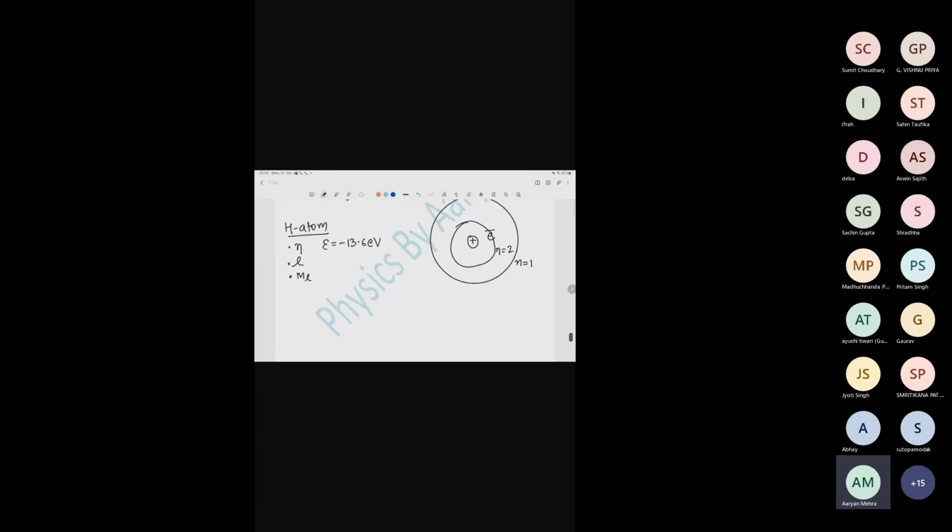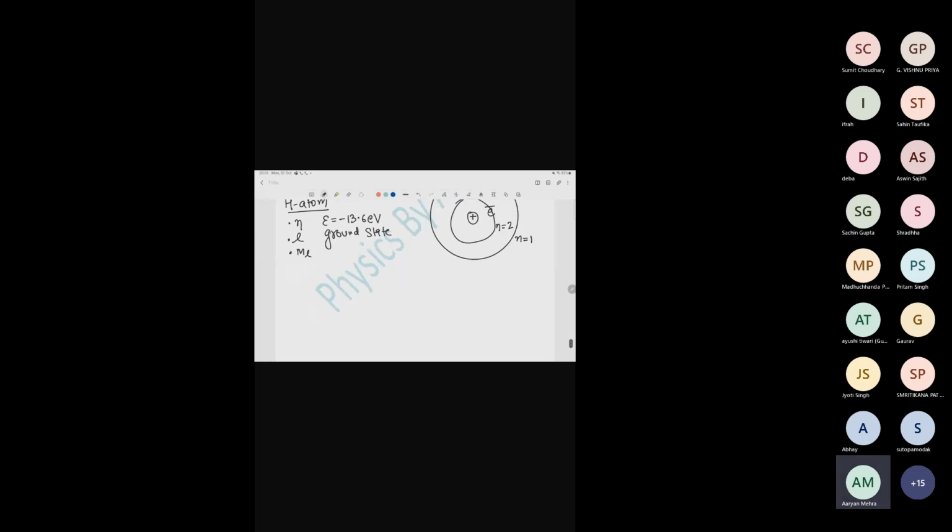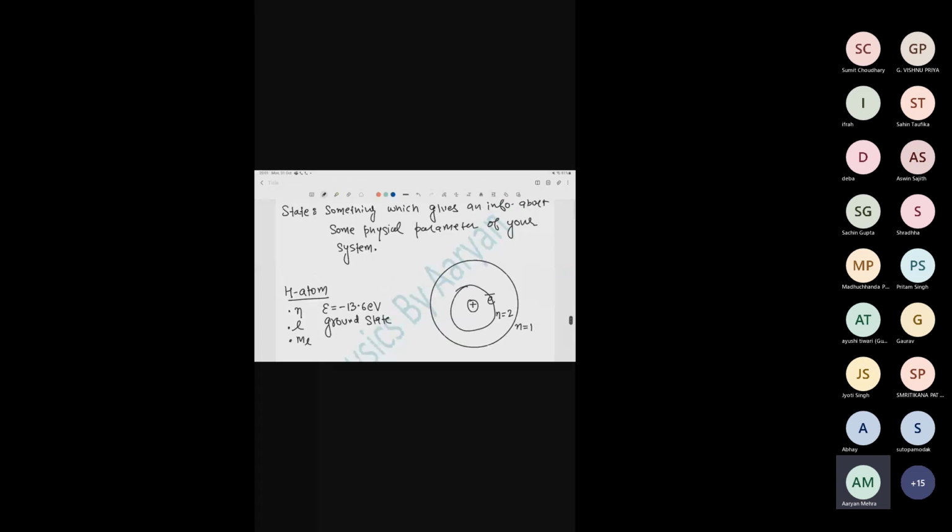Now ground state itself does not have any meaning. You give it a meaning in terms of some physical parameter. Read the definition again: state is something which gives you information about some physical parameter. What is the physical parameter here? Energy. I gave you the energy, and then you told me it is in the ground state. Another way of doing the same thing is you define a general formula, that your energy is minus 13.6 electron volts divided by n square.